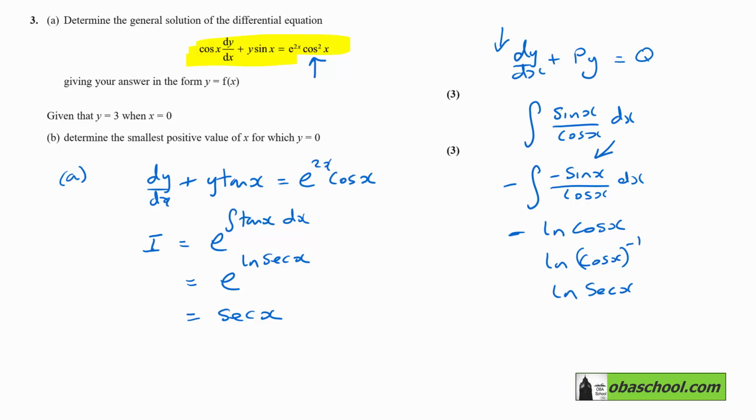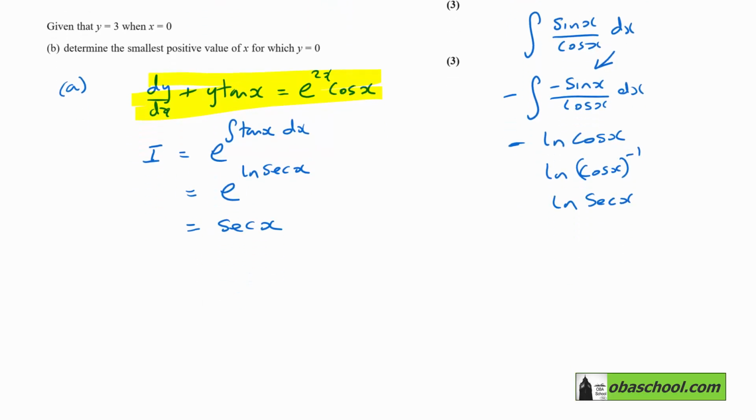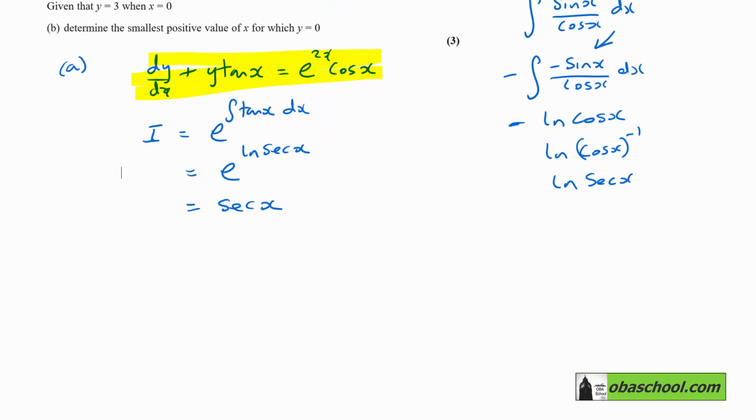So we're going to multiply the whole of the equation through by sec x. So we get sec x dy/dx + y sec x tan x = e^(2x). Remember, sec x is 1 over cos x, and that's where this cos x would disappear.